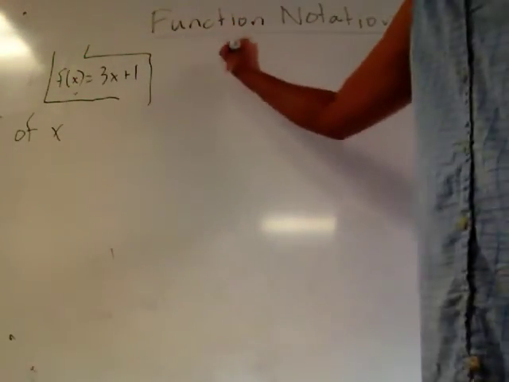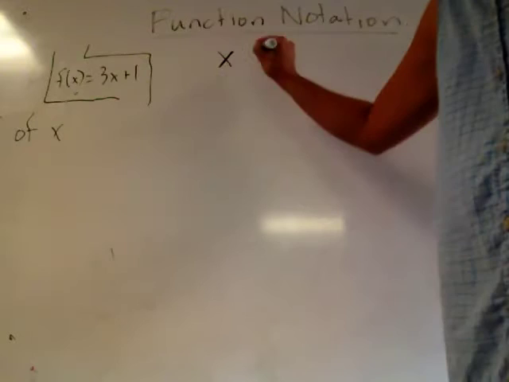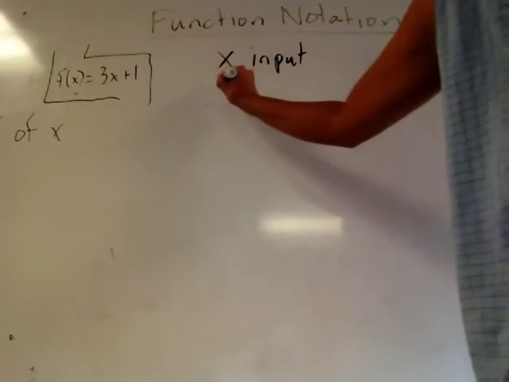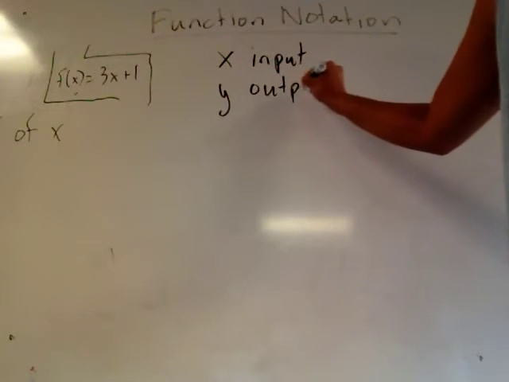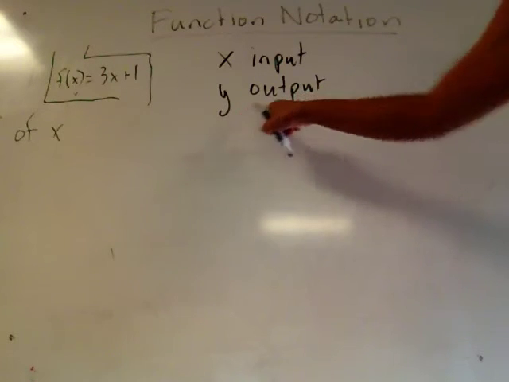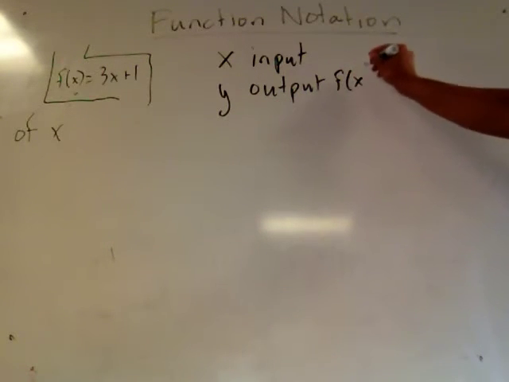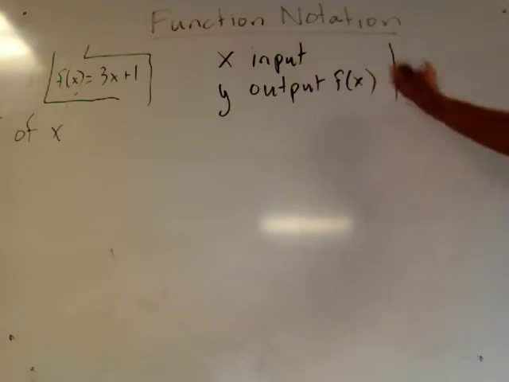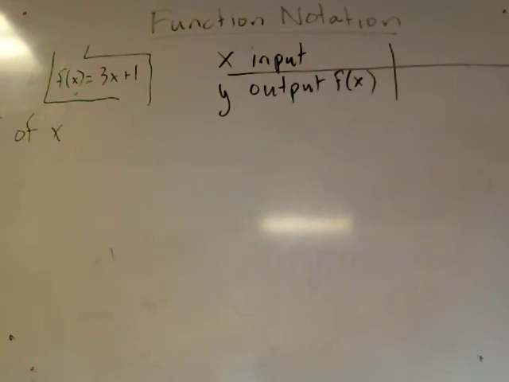All right, so you've looked at an input, which is x, so we're going to call that our input. Y is our output. Again, we've changed the notation. Instead of using a y, we're going to use the symbol f of x for our function notation. So we have an input-output table.